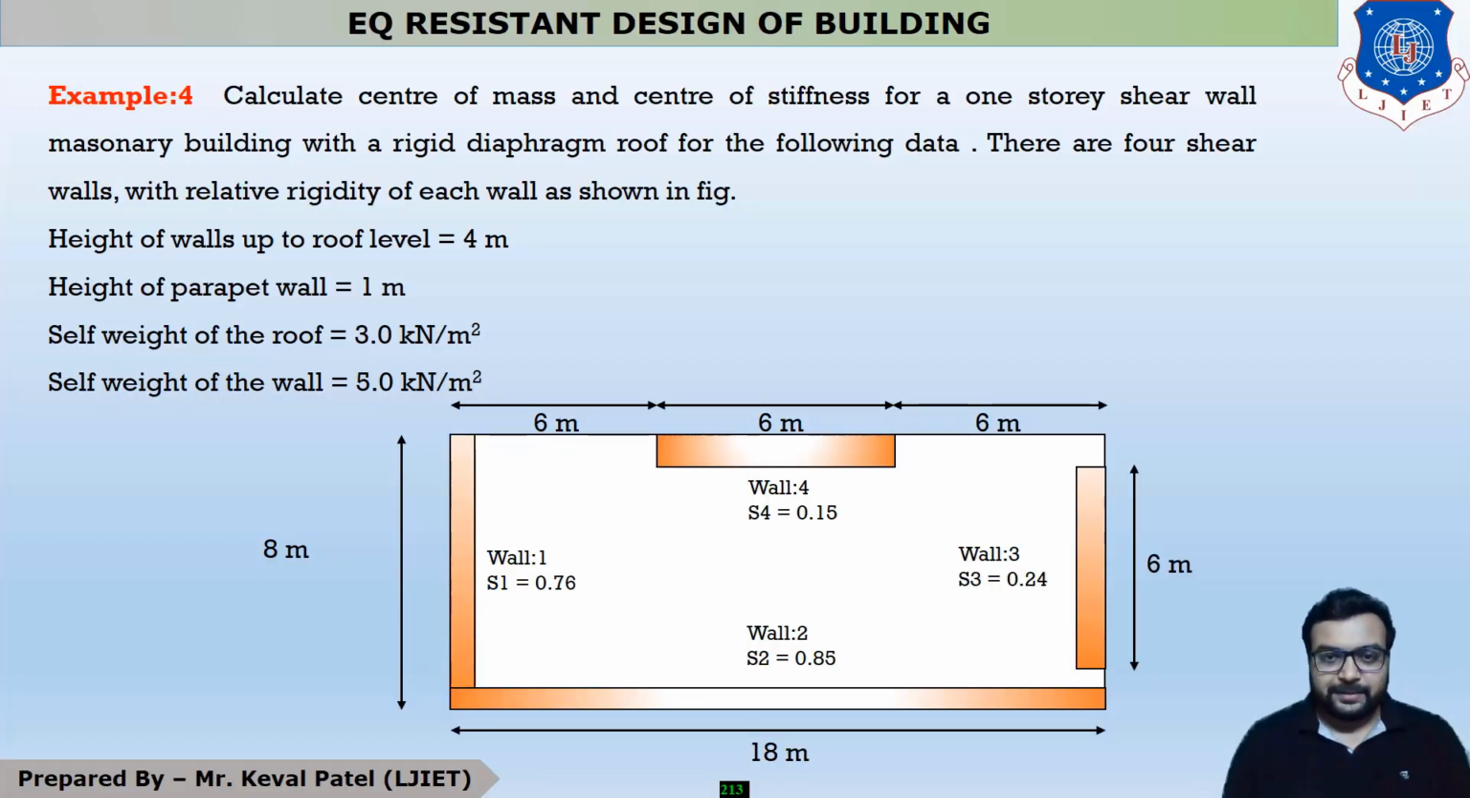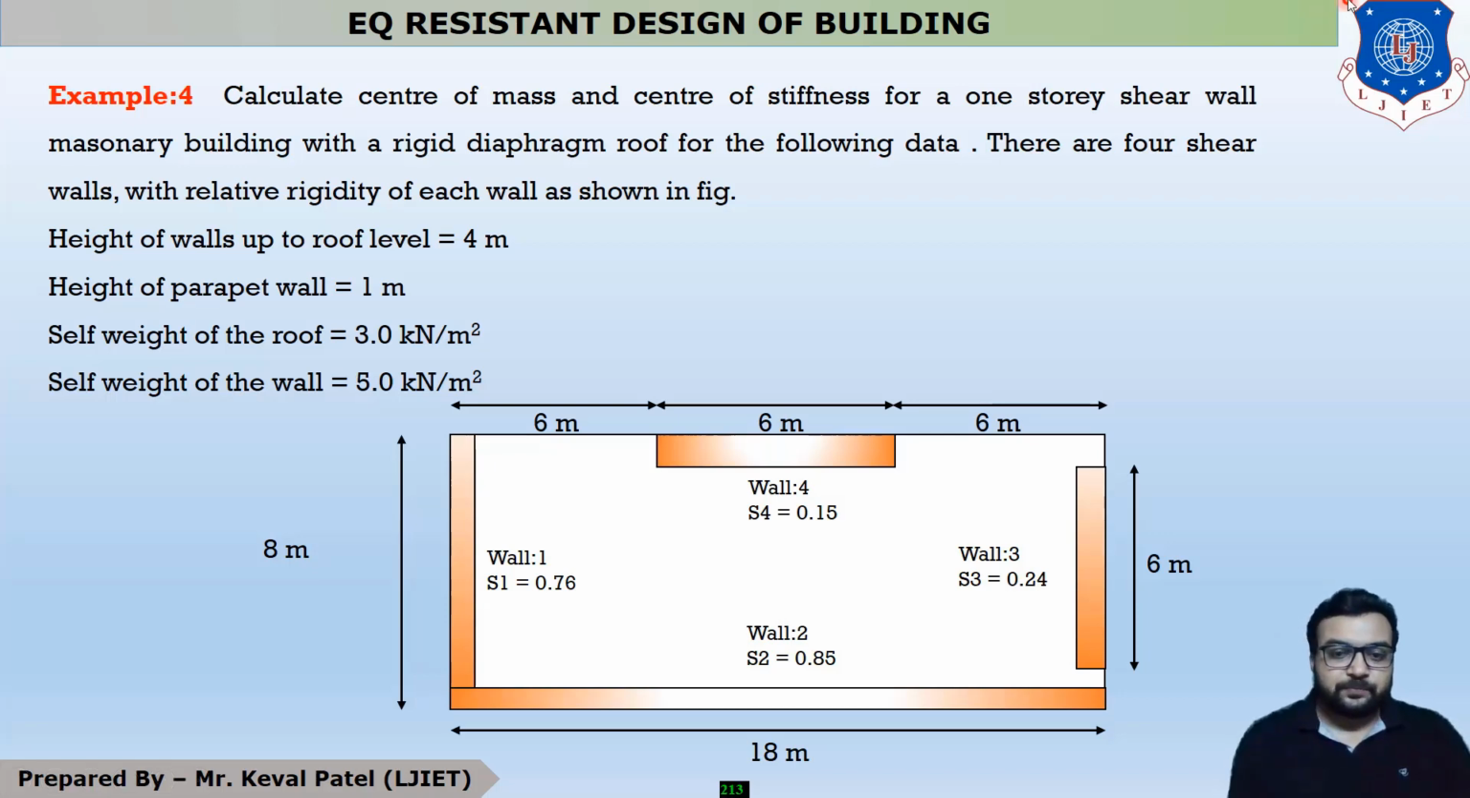Everyone, this is the third lecture of our topic, which is the center of mass and center of stiffness. Students, this is your example number 4. In the first lecture of this topic, we discussed uniform mass distribution and non-uniform mass distribution. In the second lecture, we found out center of mass and center of stiffness both. Now, this is our third lecture and we are discussing example number 4. This example's question was already discussed in the last lecture, but let us revise.